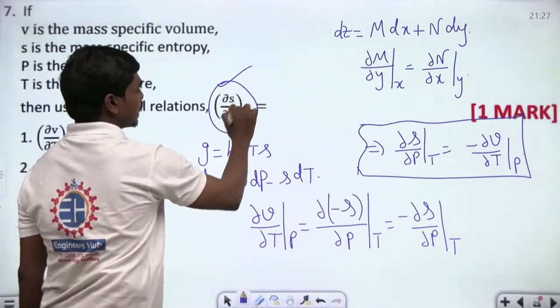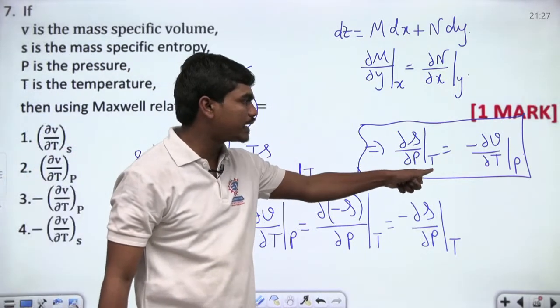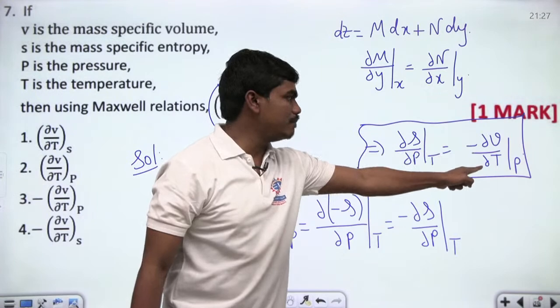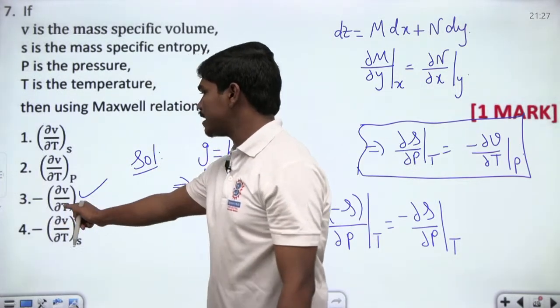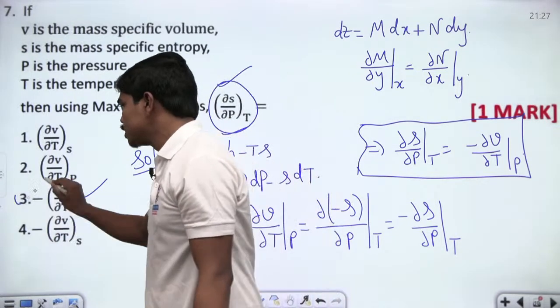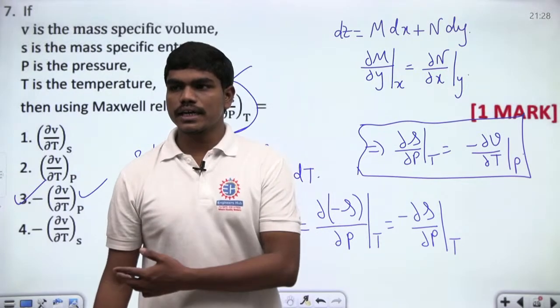And that's what they are exactly asking you in the question. What is the value of dou S by dou P at T? So dou S by dou P at T is equal to minus dou V by dou T at P, which you can see clearly in this third option. Minus dou V by dou T at P is given in the third option. So this is the correct answer. Clear? I hope you can understand the things.